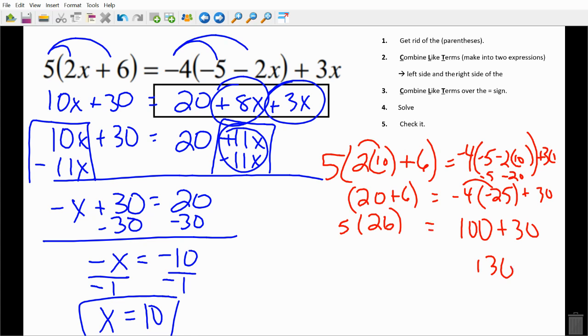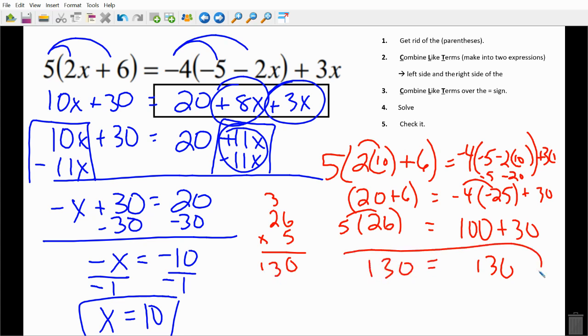Off the top of my head, I don't know what 5 times 26 is, so I'm just going to do that quick math over here. That's 0, carry the 3, 130, and guess what? 130 equals 130. We can smiley face that bad boy.